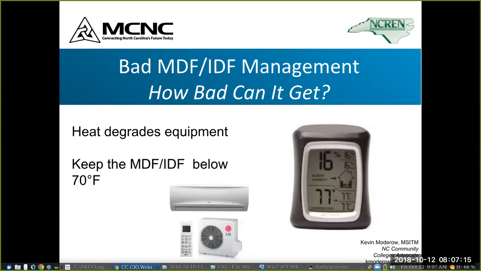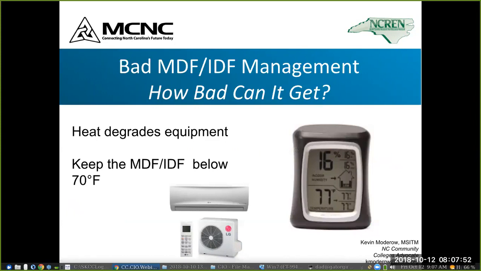Another enemy of good IDF, MDF management is temperature. I carry a device like the one you see on the right with me at all times. It's one of the first things I check. We want the wiring closet to be below 70 degrees. Different equipment has different temperature ratings, but that's a good rule of thumb. We want the air to circulate because many of these devices need to radiate the heat that they generate. And we don't want a stagnant environment.